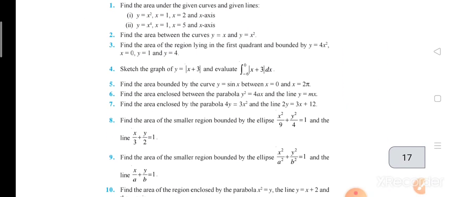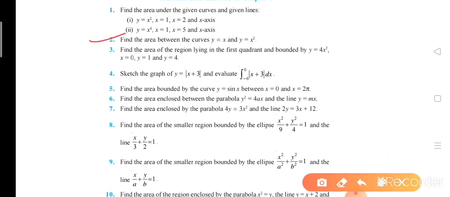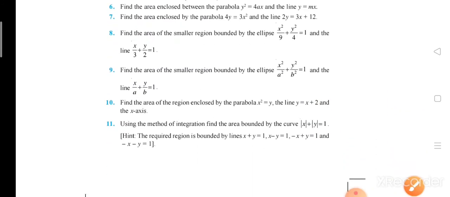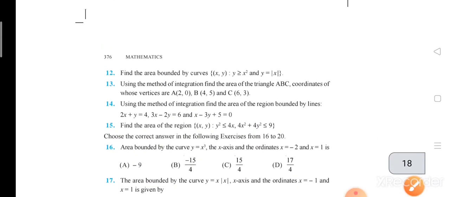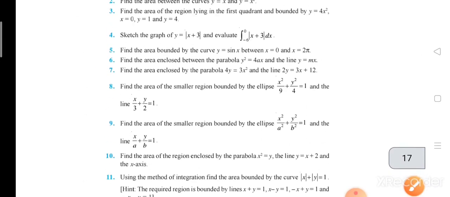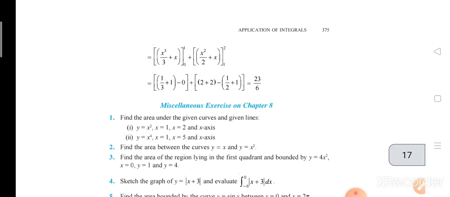Now from the miscellaneous exercise, we have important question number 2, 4, 5 and question number 10. These are very important. So you have to do these questions from chapter 8.